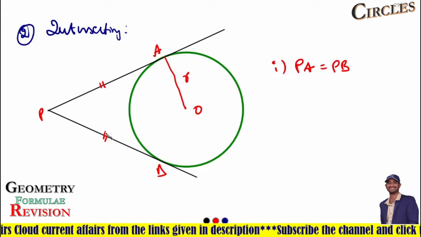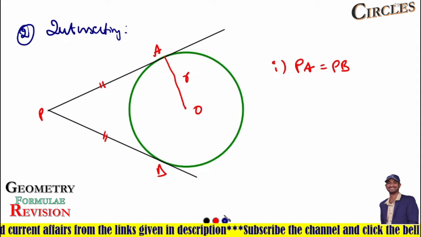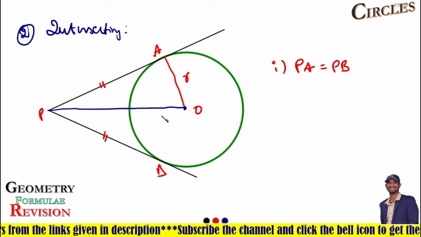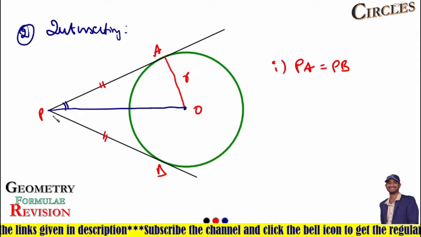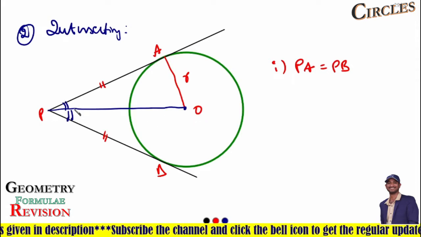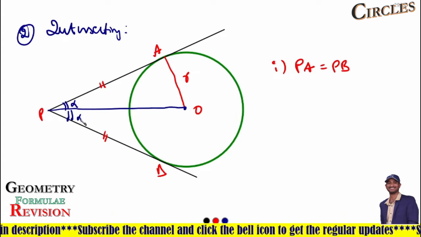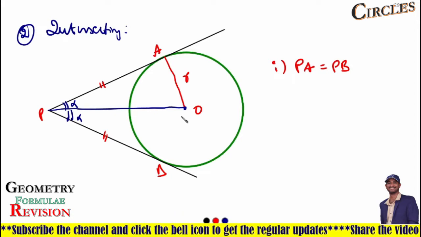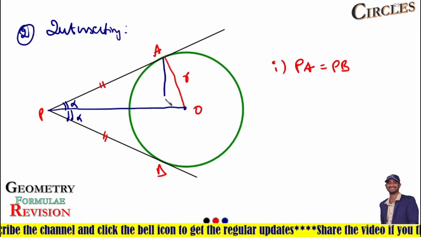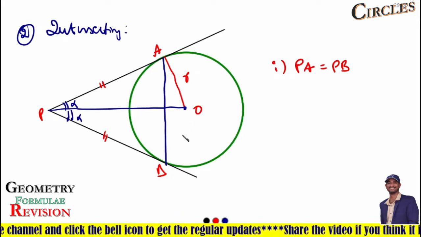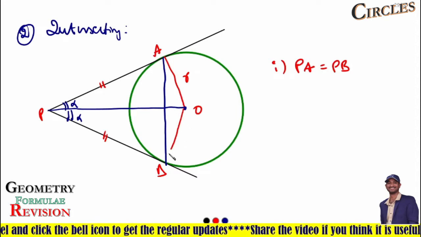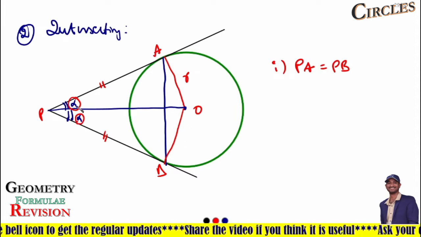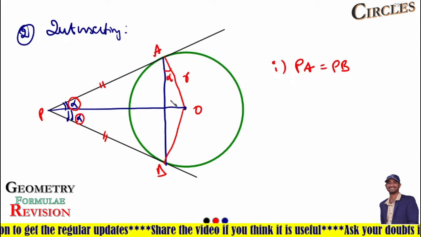And the next one is the line joining the external point with the center becomes the angular bisector at the external point. So these two are equal. If it is alpha, this is also alpha. And not only this, if I join AB it becomes the chord. If this is alpha, then it is also alpha. Not only that, these two are also alpha.